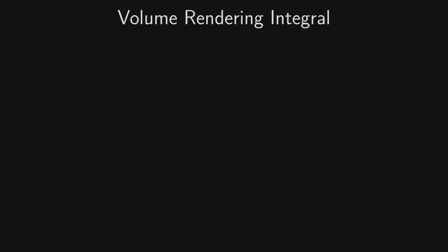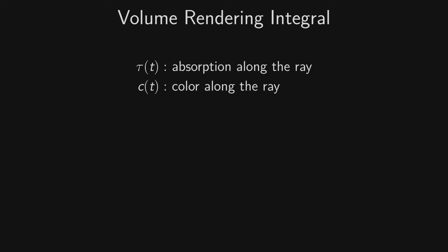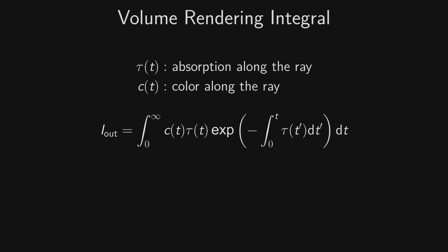The mathematical model behind direct volume rendering is the volume rendering integral. Let tau be the absorption along the ray and let c be the color along the ray. The output color is then given by this nested integral. In the general case, no analytic solution is known. Our method allows for an efficient quadrature with a controlled precision.